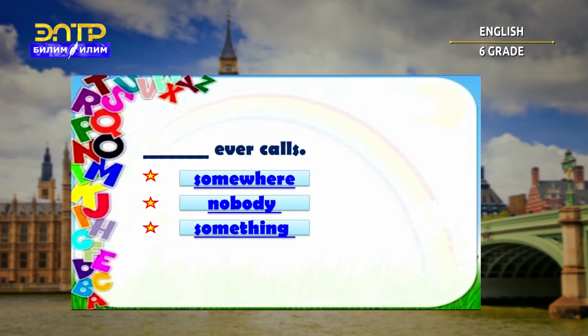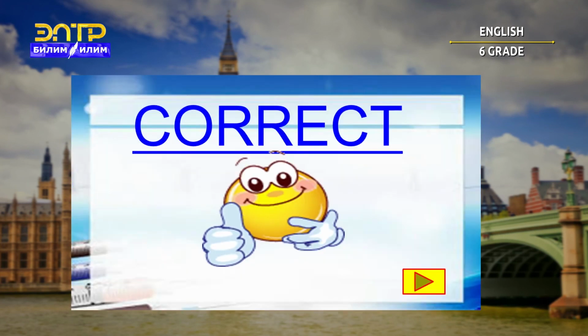Okay, now what about this sentence? Somewhere, nobody, or something ever calls. Here we talk about a person. So, I think the correct answer is: nobody ever calls. Let's check. Okay, let's continue.